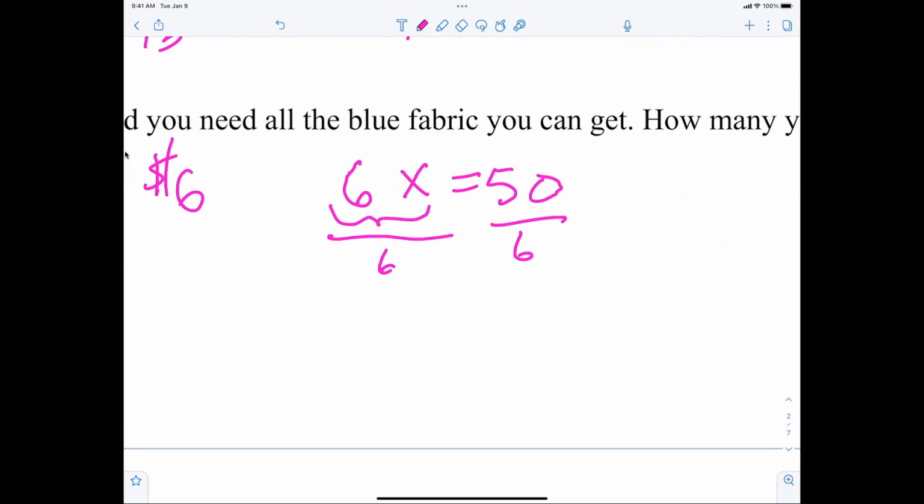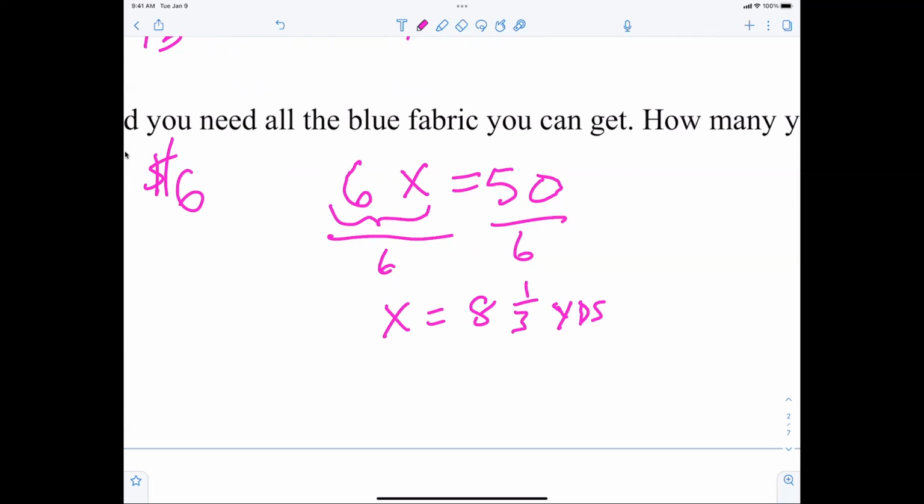So now take your calculator and do 50 divided by 6. And what does it come out to be? Say it again. Is it 8 1/3? Yes. So you can say 8 1/3 yards. Now everybody do 50 divided by 6 on their calculator. And what does it come out to be?